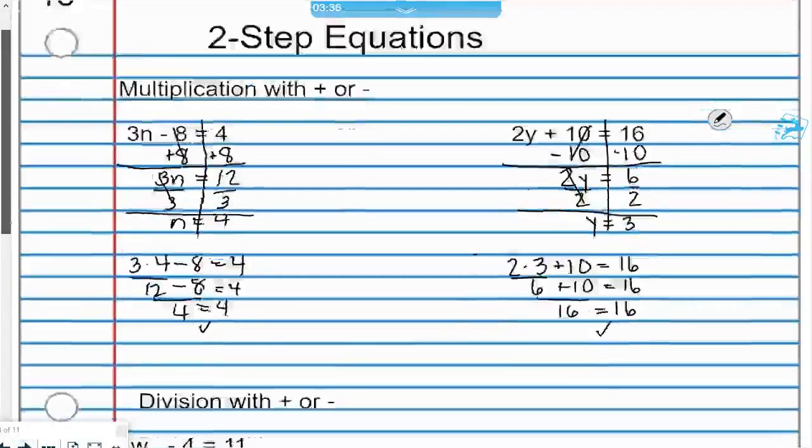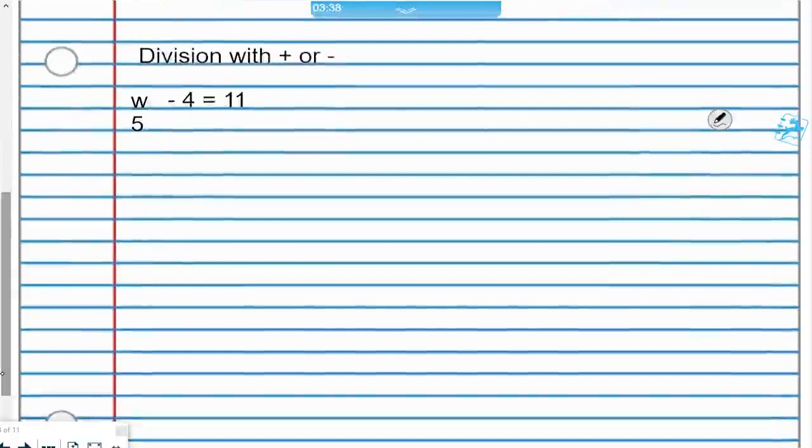All right, now let's try some division problems. So you can see here, I'm going to add that there so it looks a little better. I have w divided by 5 minus 4 equals 11. Again, I'm going to start with getting rid of my number that doesn't have a variable. I have minus 4, so I'm going to do plus 4. We'll cancel out, which leaves me with w divided by 5. I have to add 4 to here, so I get 15.